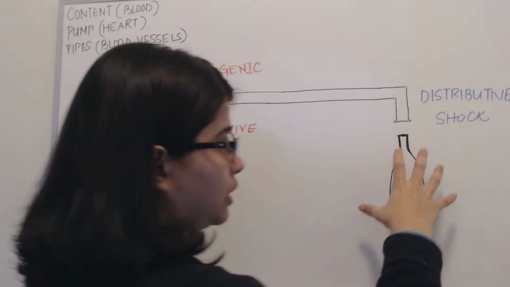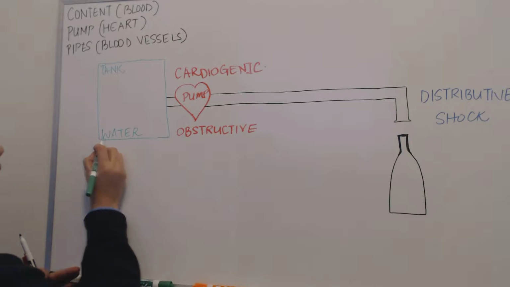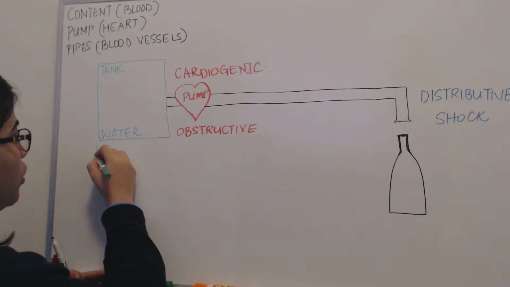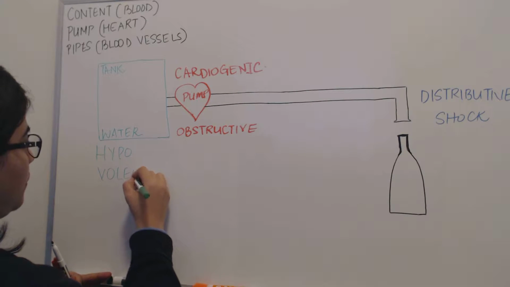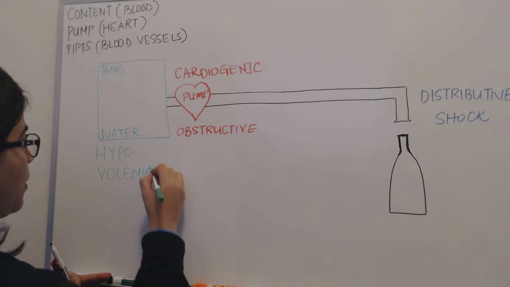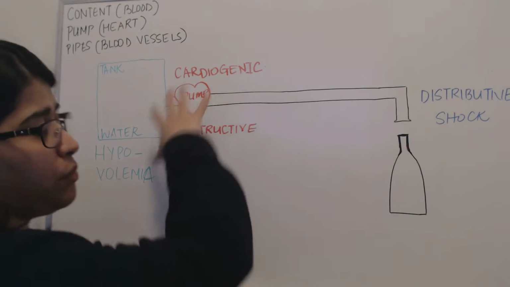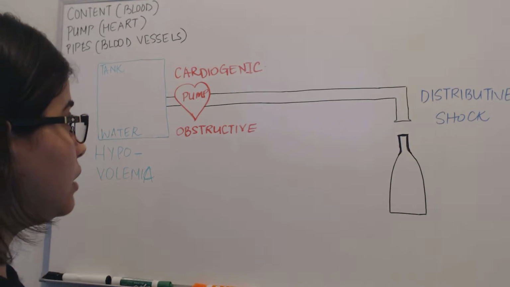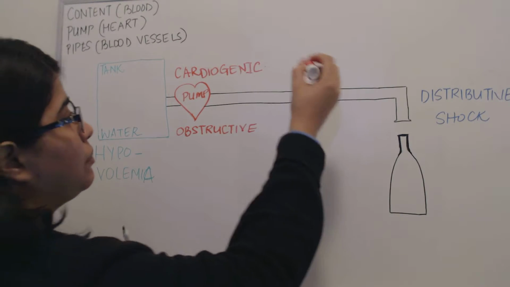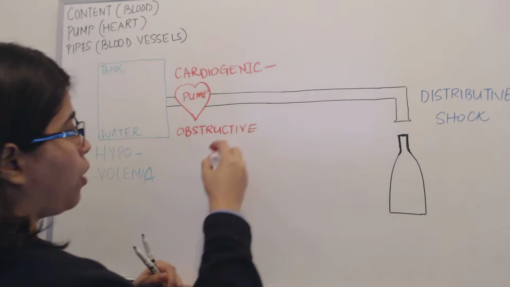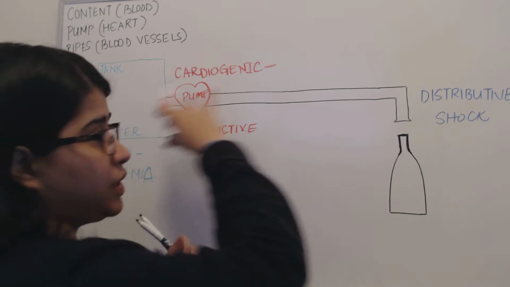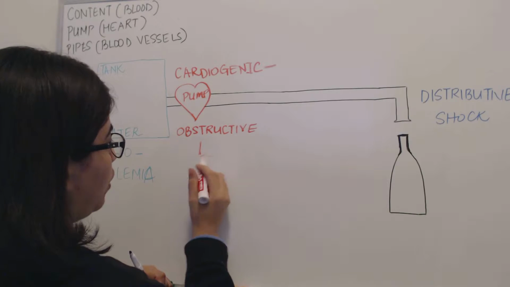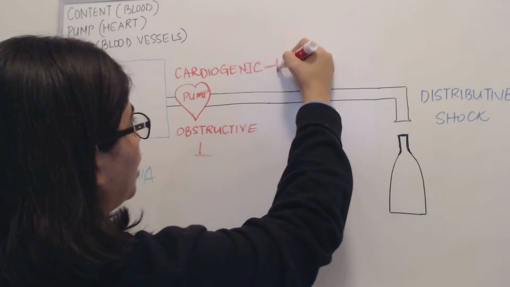But we're not able to fill this bottle of water, and these could be the following causes of shock. There's not enough water in the tank, which means we are talking of hypovolemia. Second, there could be some form of problem with the pump. Either the pump is not functioning internally because it is spoiled, or probably something is jamming the pump and it's not able to push the water from the tank into the pipes. So we have obstructive shock and we have cardiogenic shock.